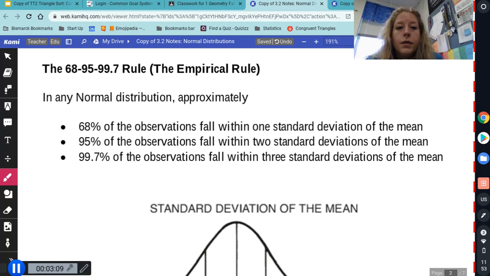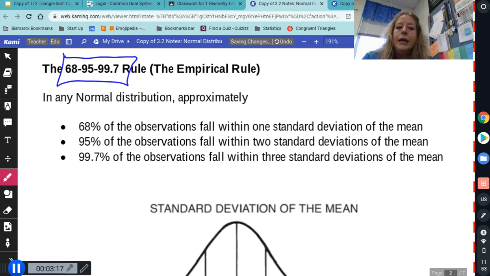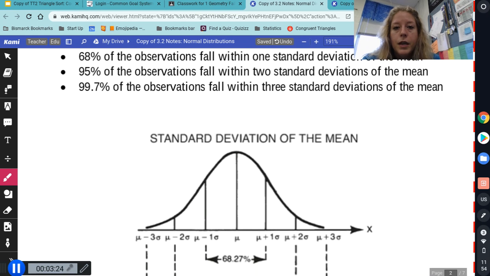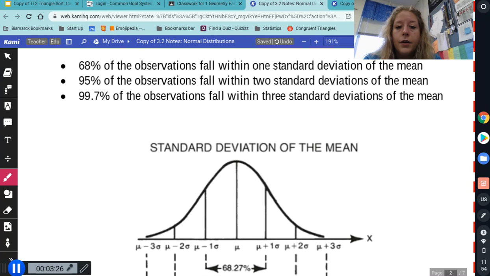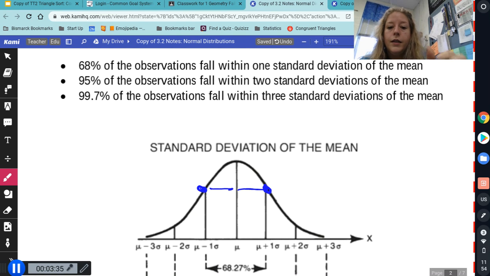This part is called the empirical rule. These 3 numbers will be memorized by the time you're ready for the quiz on this section. 68, 95, 99.7 rule. All it means is that if we have a standard curve set up like this, here's your inflection point, so that's one standard deviation, that's the other standard deviation, and then each of these sections is the same width.